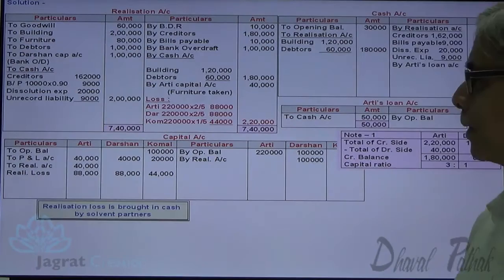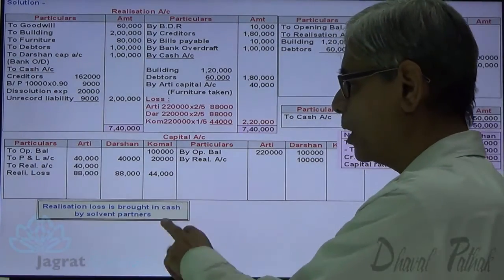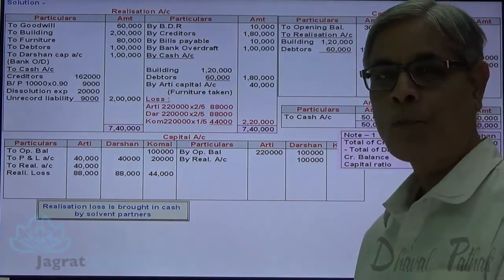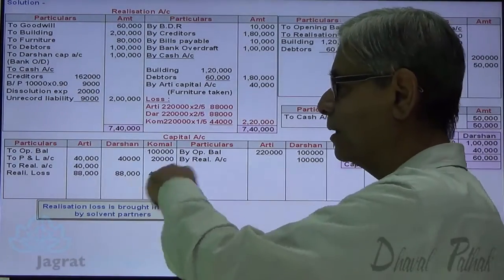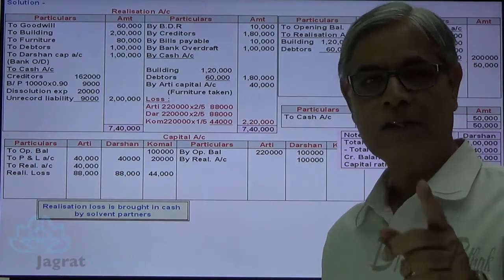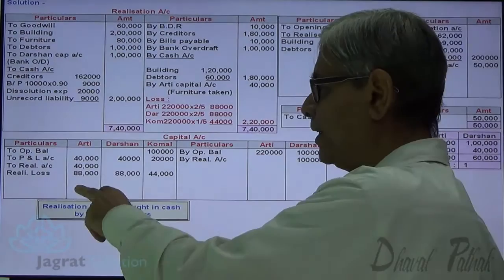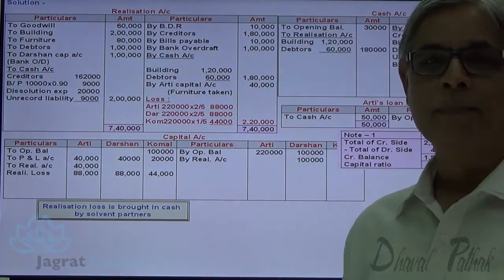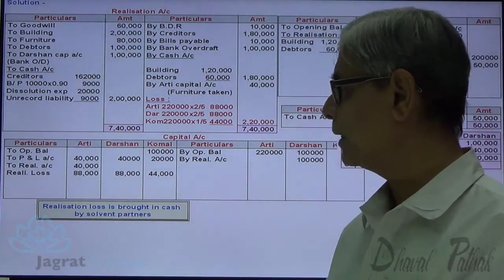So, realization loss is brought in cash by solvent partners. Who are the solvent partners? Aarti and Darshan. What is their share in realization loss? 88,000, 88,000. That cash is brought by Aarti and Darshan.